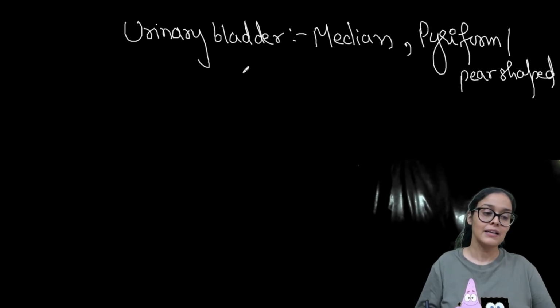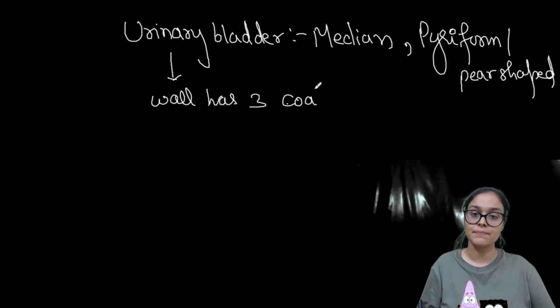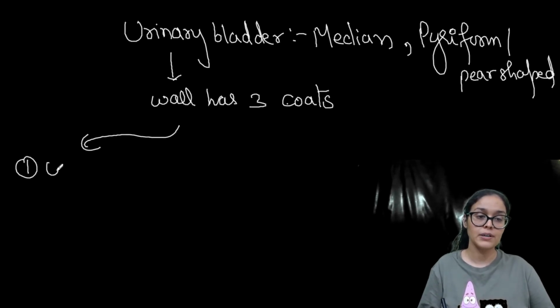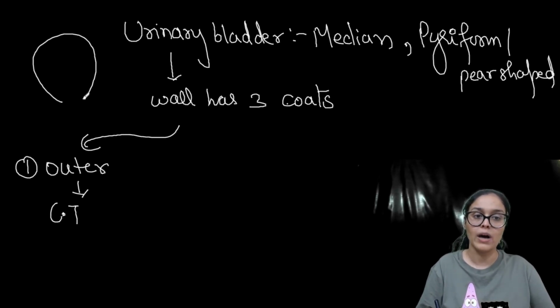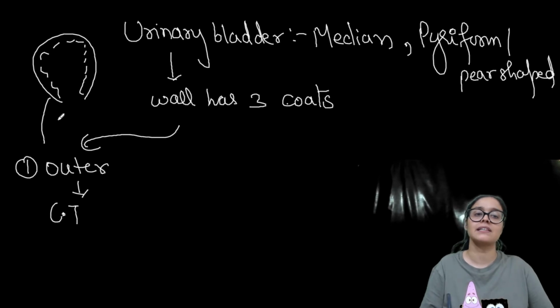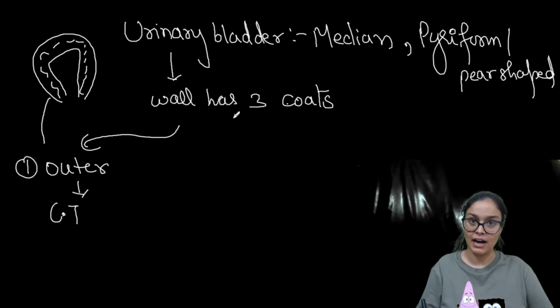Then obviously the wall of the urinary bladder has three coats, right? This is something which you have to remember. And what are those three coats? The outer one is soft connective tissue, meaning it has three layers. So the urinary bladder has three wall layers. One is made up of a connective tissue layer. The middle layer is made up of muscle, so it has the muscle layer, and the inner is made up of transitional epithelium, that you have to remember, right?